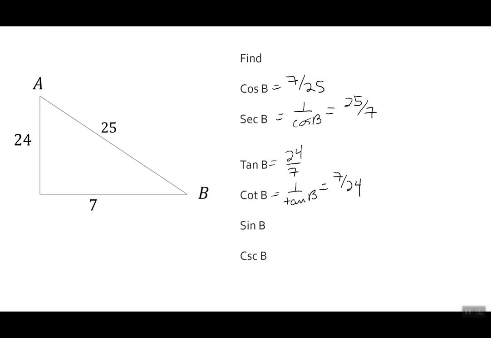The sine of B says the opposite, 24 over the hypotenuse, 25. And the relationship between sine and cosecant is 1 over sine. So flipping 24 over 25 becomes 25 over 24.